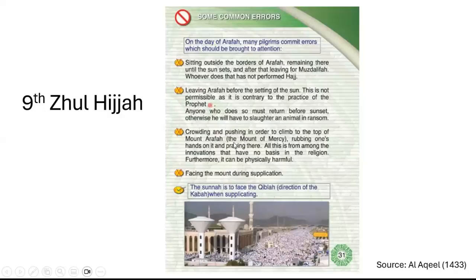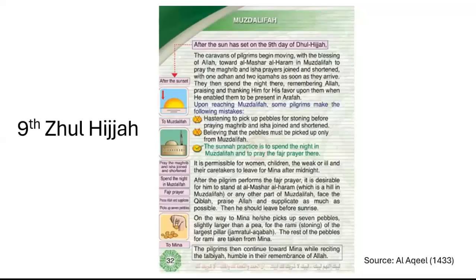And crowding and pushing people and trying to climb the mount of Arafah, all of these are mistakes. And facing the mount of Arafah and making dua. When you want to make dua, you face the Kaaba, not the mount of Arafah. These are just some mistakes people make. And then after the sun has set, you move on to Muzdalifah. When you arrive there, you pray your Maghrib and Isha and you spend the night.